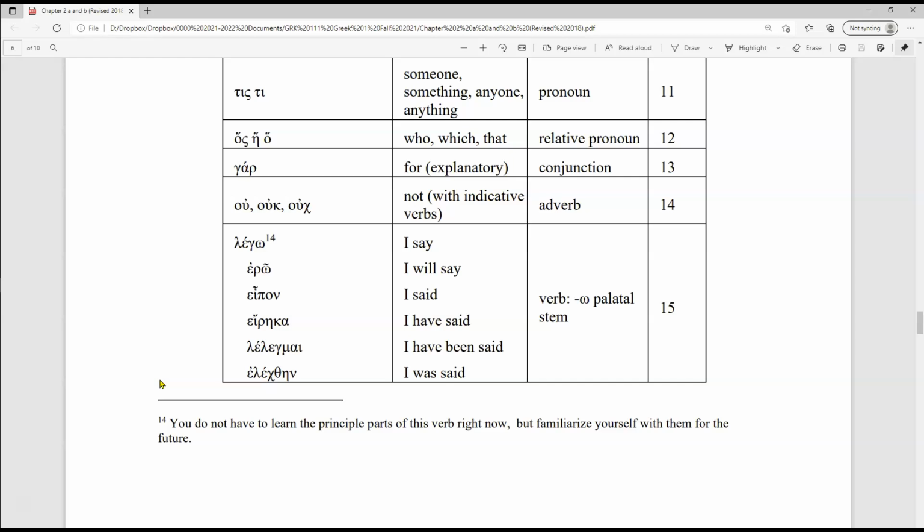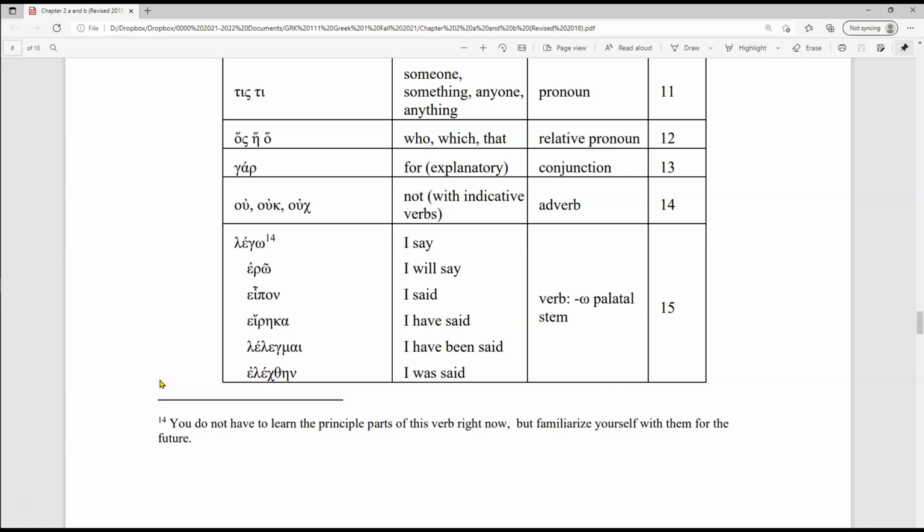All right, this is not gamma. This is gar, right? And it means for in the sense of a conjunction. You will do well in this class, for you will study hard, right? The for you will study hard is the reason the previous statement is true. Gar appears everywhere in the New Testament.